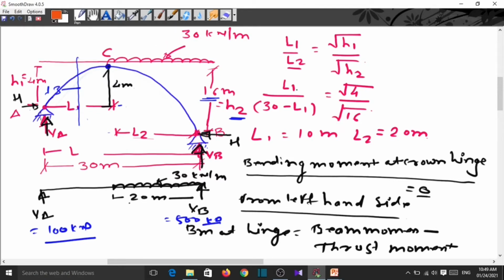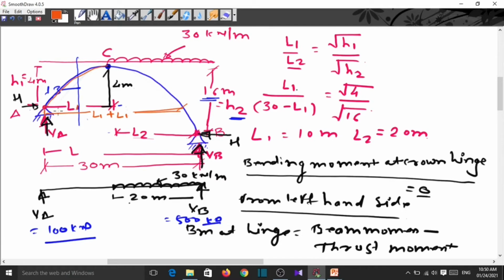The span is what? This is called the span. L1 plus L1. So for this arch, where the support is 4 meters from the left-hand support, the span is L1 plus L1, twice L1. The distance between the two supports at the same level, that is called the span.